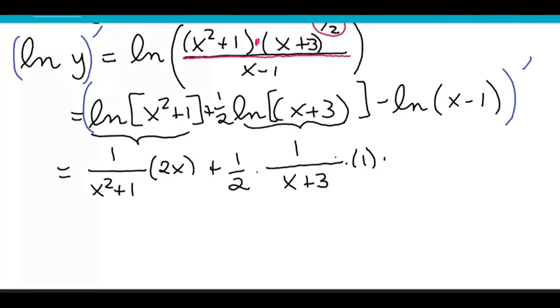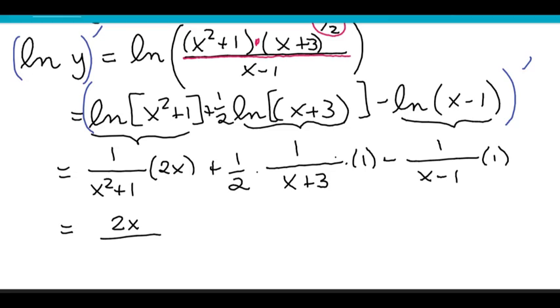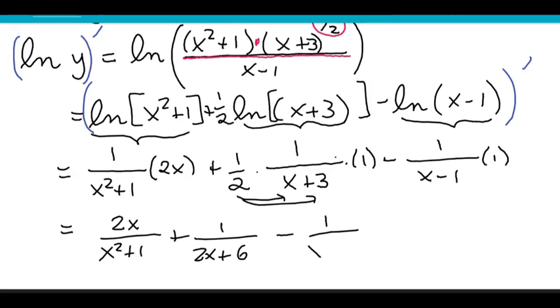And then minus the derivative of ln of x minus 1, which is 1 over x minus 1, and then technically chain rule times the derivative of x minus 1. Okay, and this is pretty much it for the right side. We can make this look a tiny bit better. We'll just say 2x over x squared plus 1. Right here, we can distribute the 2 and say plus 1 over 2x plus 6. And in the back, we'll just leave that. We could find a common denominator if you want and put this all together, but we're going to leave that.